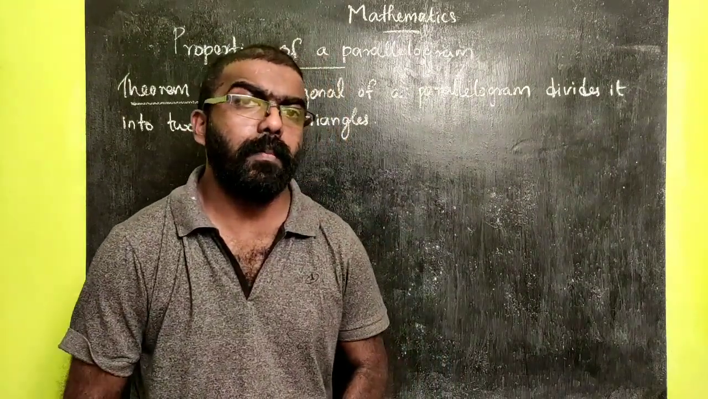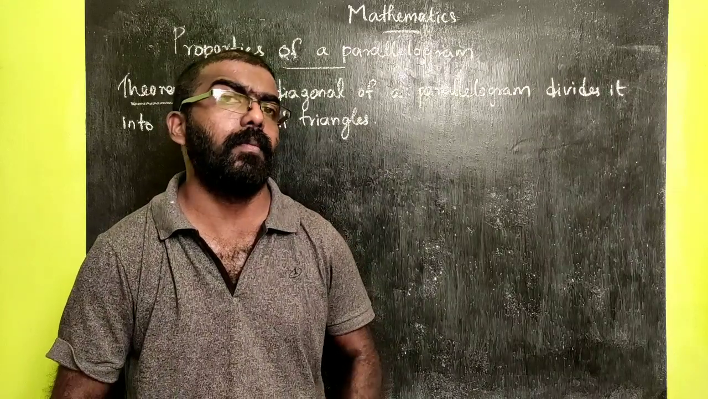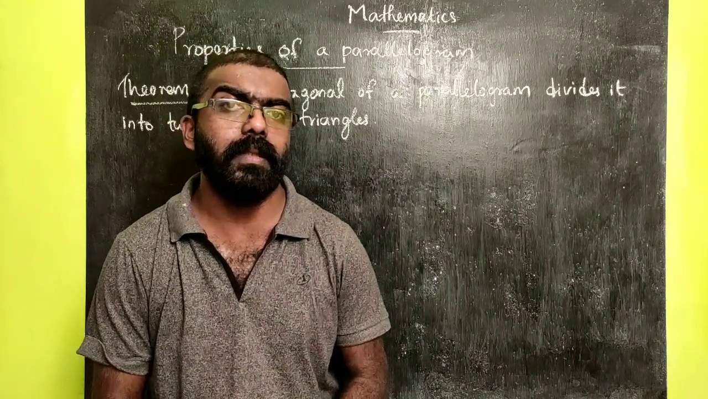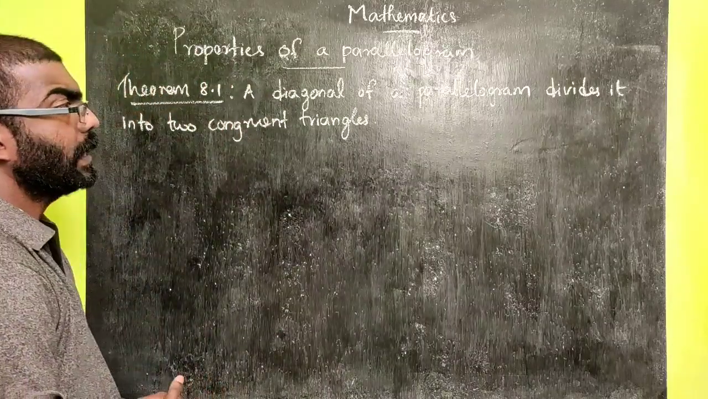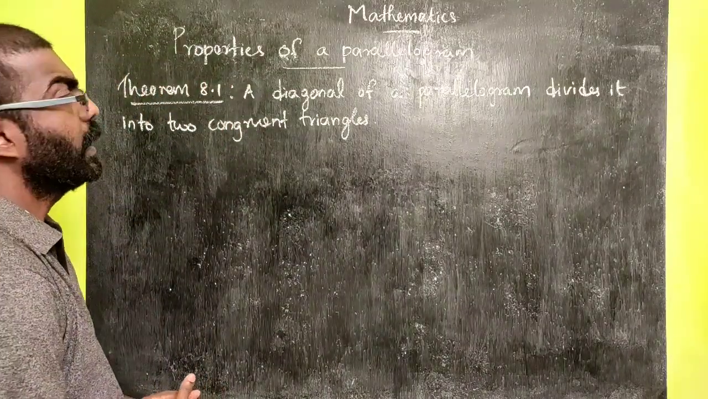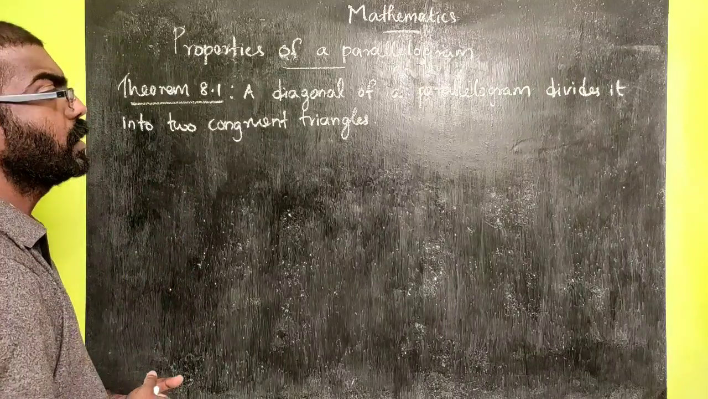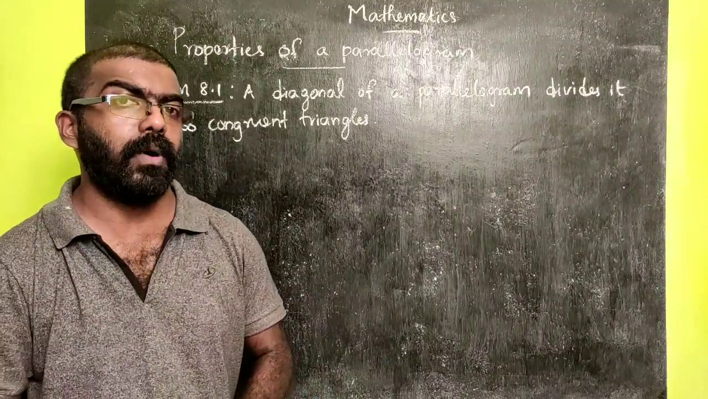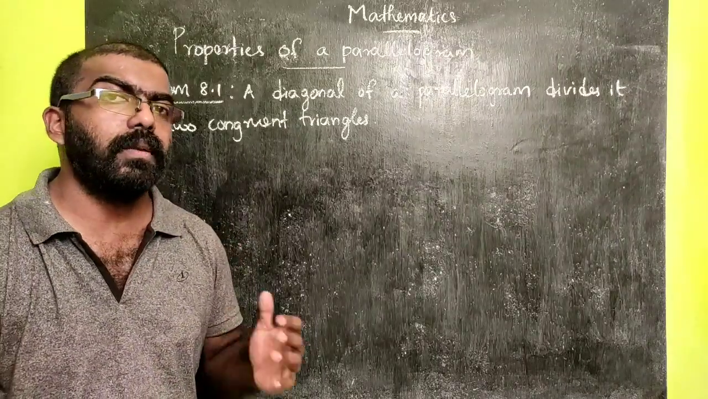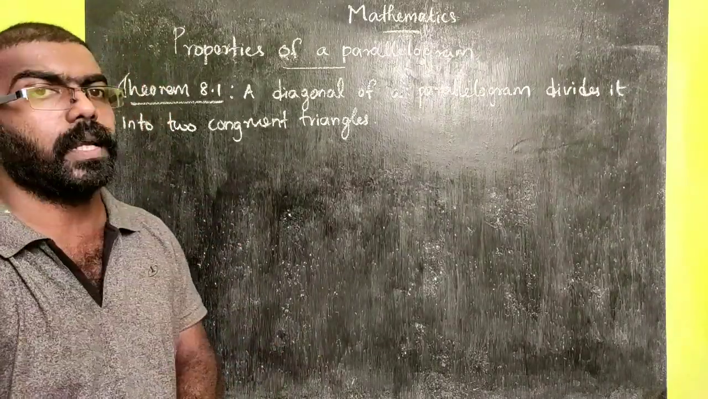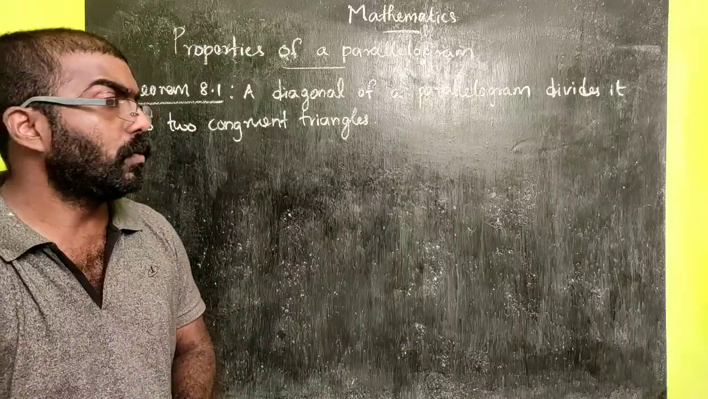Now we shall discuss the properties of parallelogram. Here the properties are given in the form of theorems. We can discuss one by one. First point is, a diagonal of a parallelogram divides it into two congruent triangles. Theorem 8.1. A diagonal of a parallelogram divides it into two congruent triangles. This theorem we have to prove.